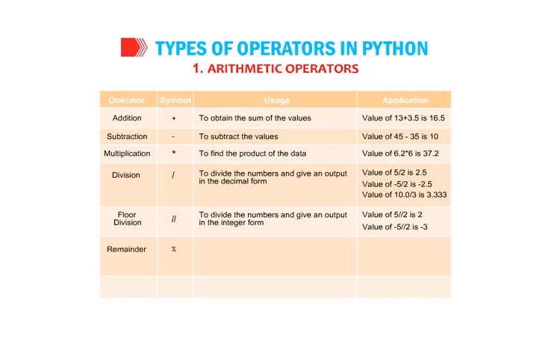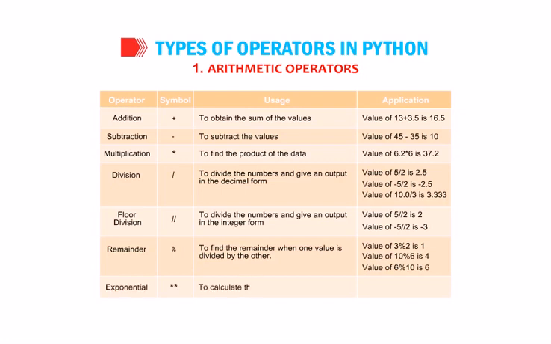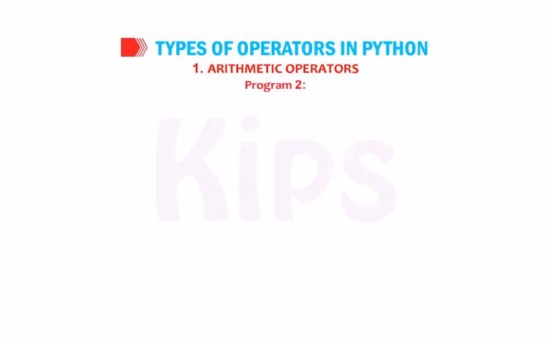Remainder, percentage: to find the remainder when one value is divided by the other. Value of 3 % 2 is 1. Value of 10 % 6 is 4. Value of 6 % 10 is 6. Exponential, asterisk asterisk: to calculate the power of numbers. Value of 2 ** 3 is 8. Program 2.